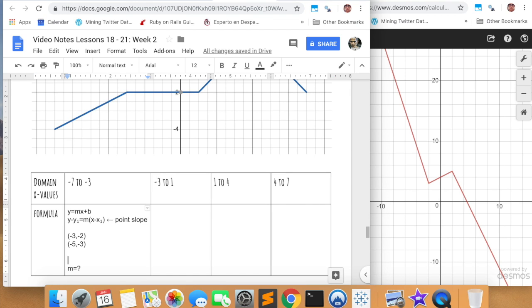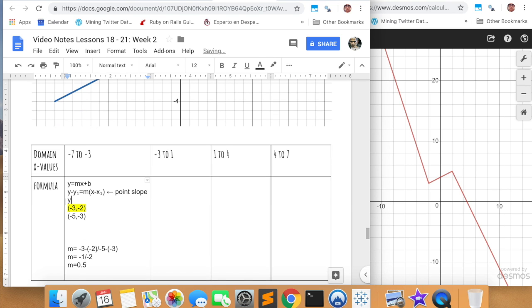I grab 2 points from that first interval that I can use to find my slope, and then I can also use one of those points in my point slope formula. My slope is rise over run. I don't need to look up that formula. And I can just subtract -3, -2, get a -1, divided by -2, do the math, your slope is going to be 0.5. And then you just plug it into the point slope formula with a point. I'm going to use point -3 and -2 for this.